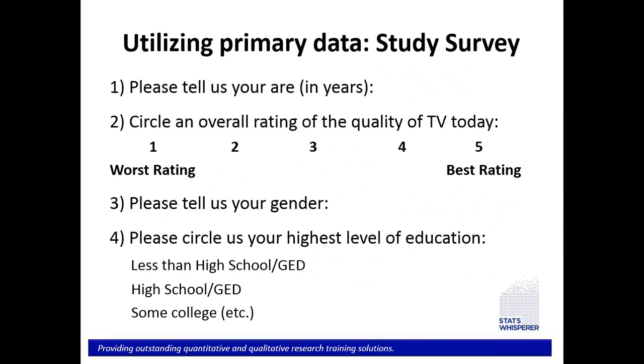Right? And that might be what the survey looks like, a short little survey. If you were to administer it to 3 to 5 people, it wouldn't take a long time. So first, tell us your age. Second, rate the television quality. And then 3, tell us your gender. 4, tell us your level of education.